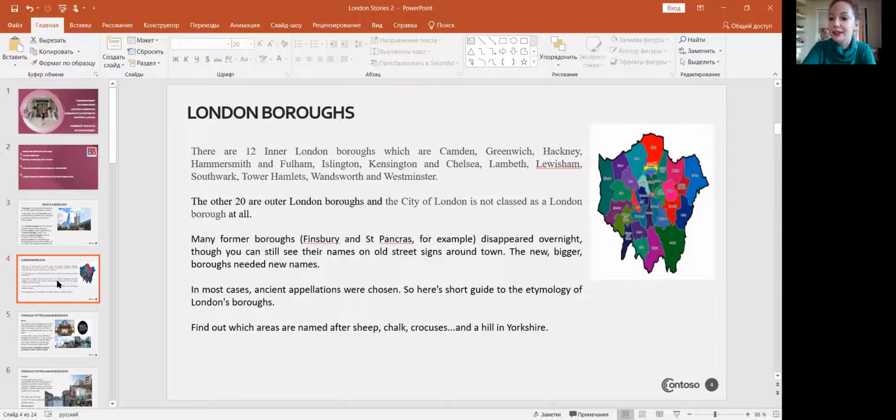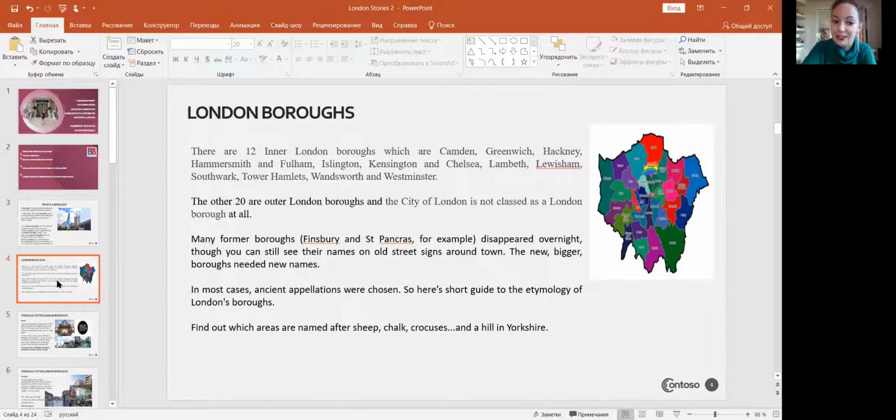London boroughs. Here on the right-hand side you can see the map of London boroughs. There are 12 inner London boroughs, which are Camden, Greenwich, Hackney, Hammersmith and Fulham, Islington, Kensington and Chelsea, Lambeth, Lewisham, Southwark, Tower Hamlets, Wandsworth and Westminster. Everyone knows Westminster. And the other 20 are outer London boroughs, and the City of London is not classed as a London borough at all.